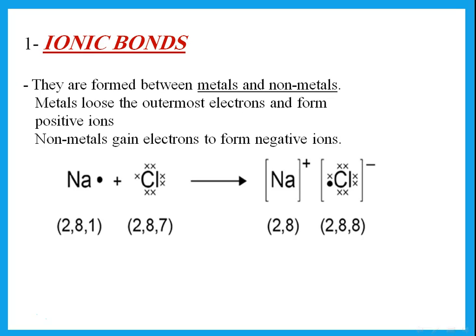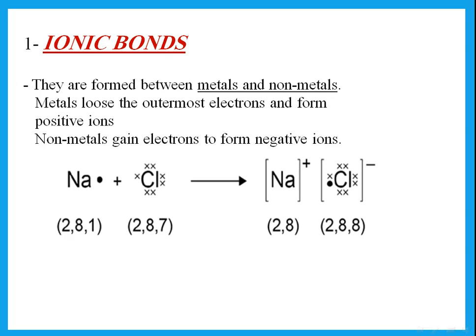Now, a metal that has 1 or 2 or 3 electrons in its outer shell will tend to lose this outermost electron, and when it loses electrons, it forms positive ions. Positive ion is something that has a positive charge on it. So, if sodium, for example, sodium is in group 1, its electron configuration is 281. Now, sodium has 1 electron in its outermost shell.